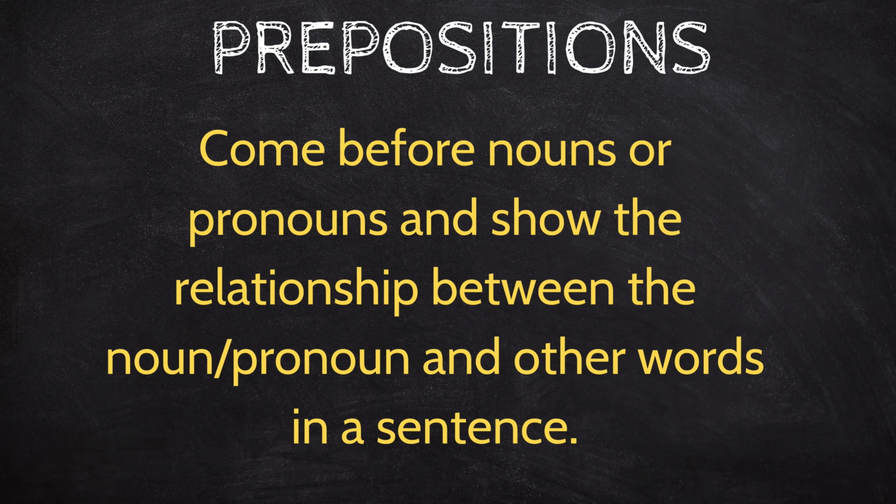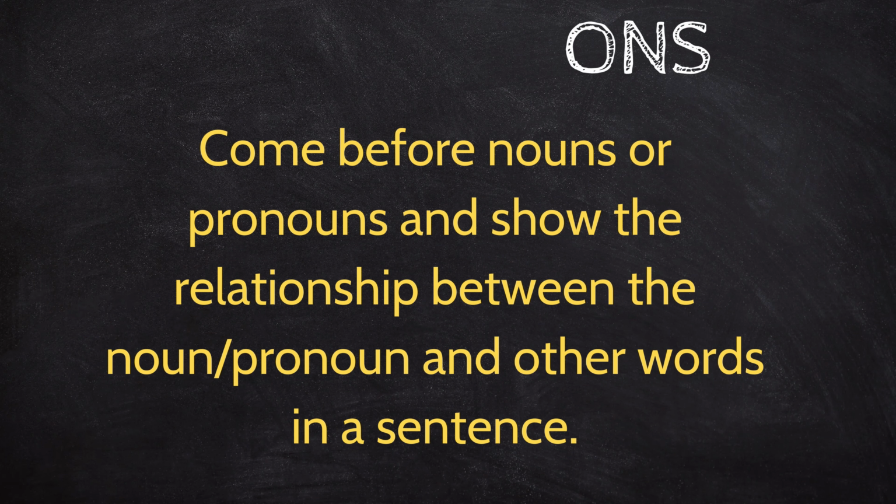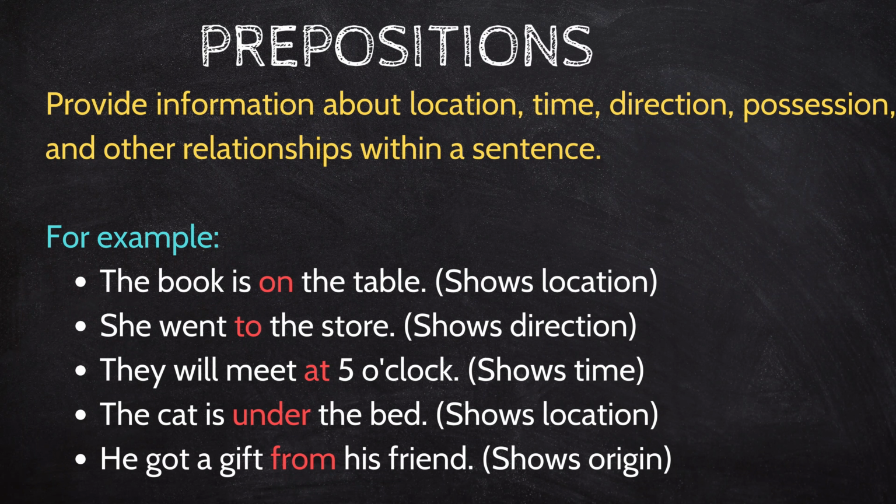Prepositions. Prepositions come before nouns or pronouns and show the relationship between the noun or pronoun and other words in a sentence. Whenever there is a sentence with nouns and pronouns, prepositions show the relationship between them and the other words. They basically provide information about the location, time, direction, position, and other relationships within a sentence. For example, in these sentences, the prepositions are highlighted using the color red.